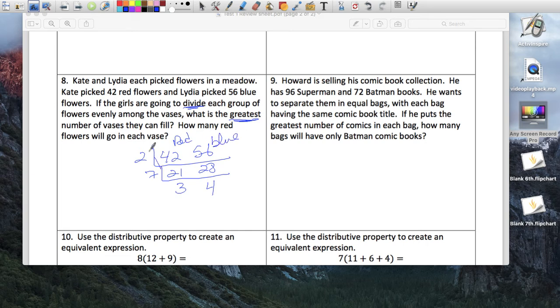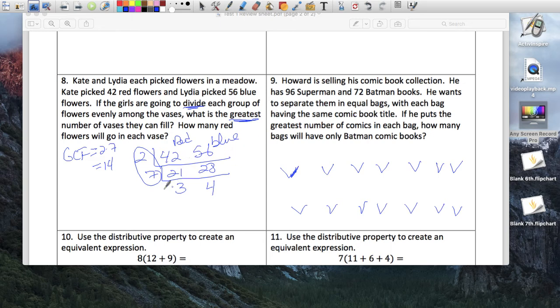So GCF equals the product of 2 and 7. 2 times 7 is going to give us 14. So now we know we can make 14 vases. Will I make 14 vases? Right, I'm going to make it like that. 1, 2, 3, 4, 5, 6, 7, 8, 9, 10, 11, 12, 13, 14 very ugly vases.